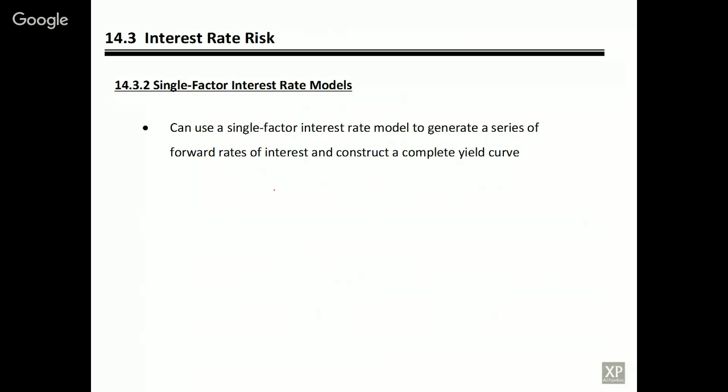Next, we'll move on to interest rate risk, and we'll cover single factor interest rate models.